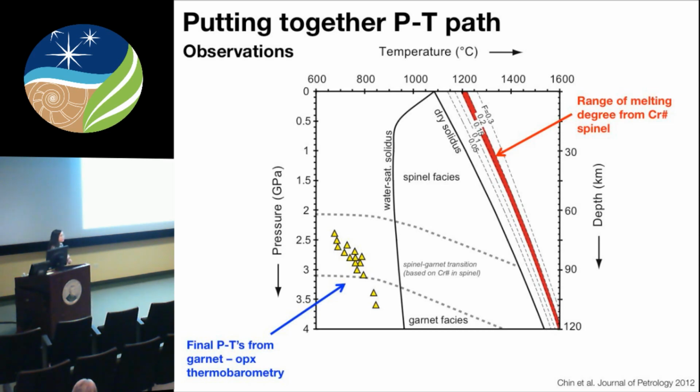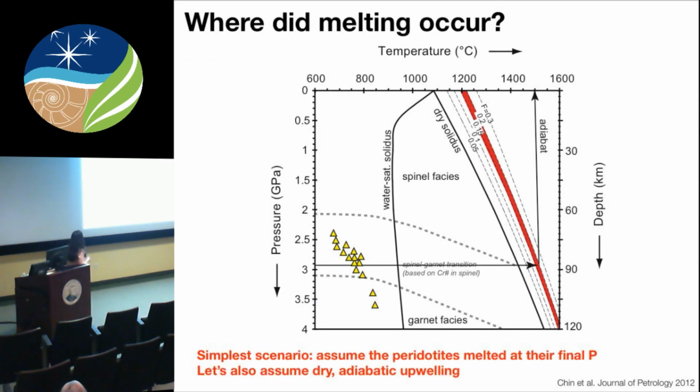And then the second piece of information we have is those final pressures and temperatures, which are here. So now the question is, we have this large range of possible melting scenarios. Where did these peridotites melt? And we know they had to end up here at their final PT. So the easiest scenario to think of is that, let's assume the peridotites melted at their final pressure. So in that case, let's just take 3 GPa and assume that the mantle upwelled along a dry adiabat and stopped there, melted 15 to 20%, and then just cooled, forming a thermal boundary layer that became the lithospheric mantle.